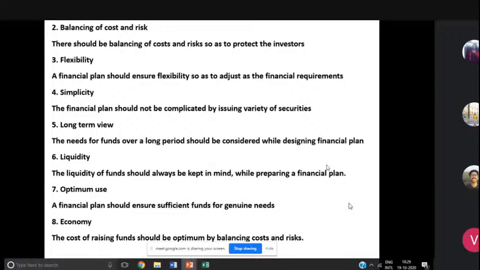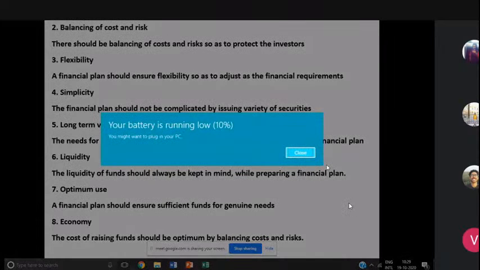Okay, next. Simplicity. Financial plans should not be complicated by issuing a variety of securities. So simple it is. Right? Yes. So simple it is. Oh, acha.